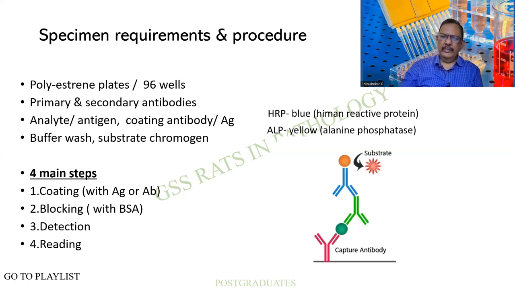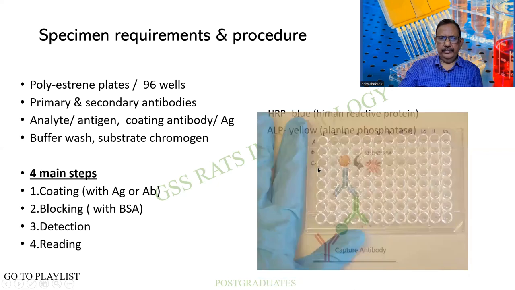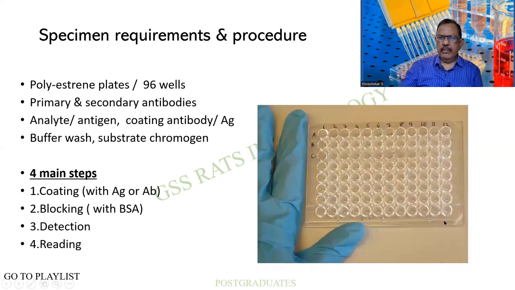So this is one. There are two things that we will have to remember. One is horseradish peroxidase, and another is alkaline phosphatase. We look at this one, a number of wells: 12 into 12, maybe 144, or 12 into 8 can be leading to 96. 96 wells are over here.